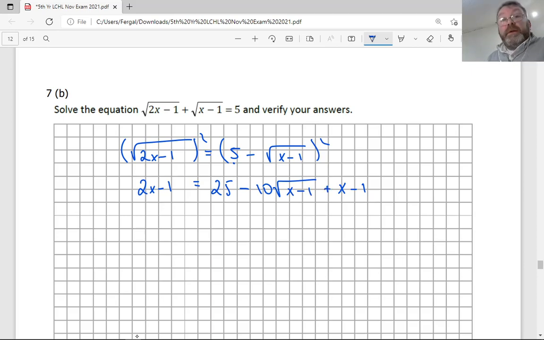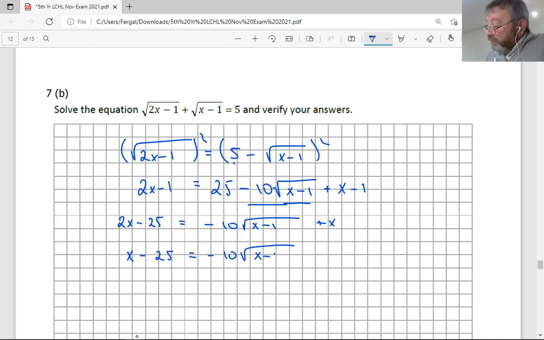Okay, now step number 2, you now isolate this surd again. So I'm going to take 25, well 25 minus 1 is 24, so I'm going to take 24 from both sides, which gives me 2x minus 25 is equal to minus 10 root x minus 1 plus x. Then I'm going to subtract an x from both sides to get x minus 25 is equal to minus 10 root x minus 1.